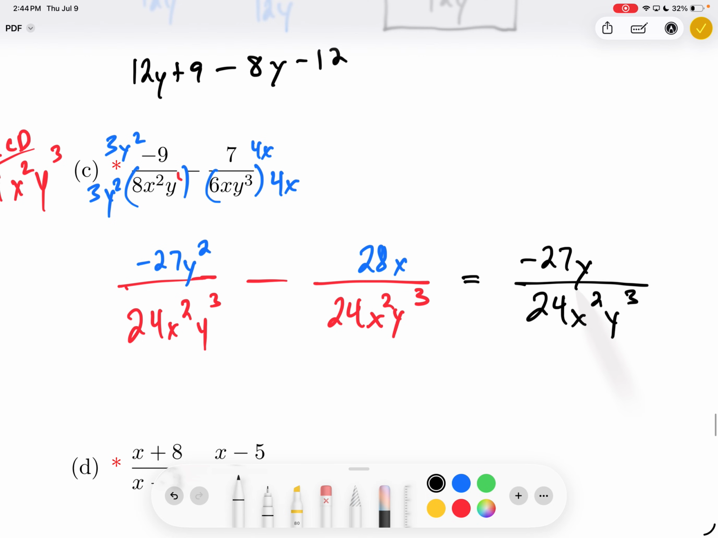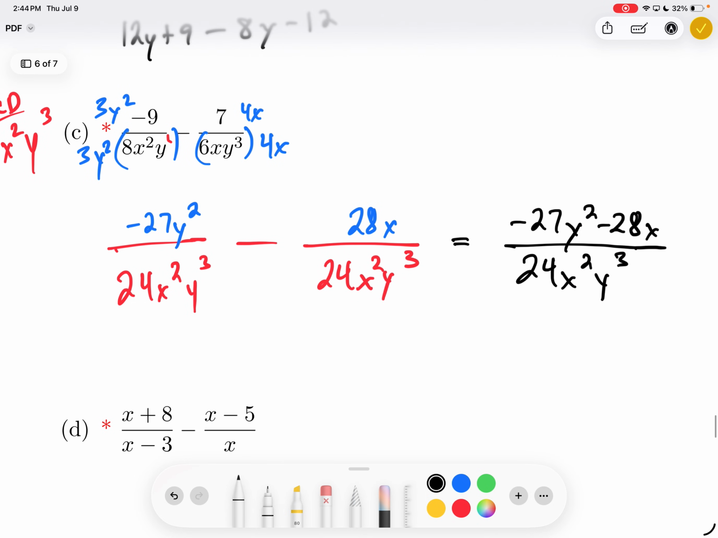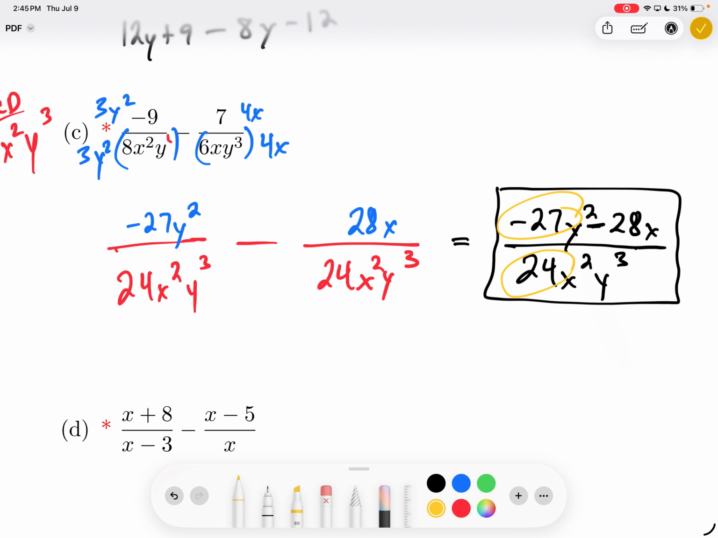Now I subtract. I cannot combine any like terms, because one has an x and one has a y. And I really want to be able to simplify this one too, but I can't, right? This one's divisible by 3, this one's by 3, this one's by 4, this one's by 4, but all 3 of them don't have the same. So that would be my answer.